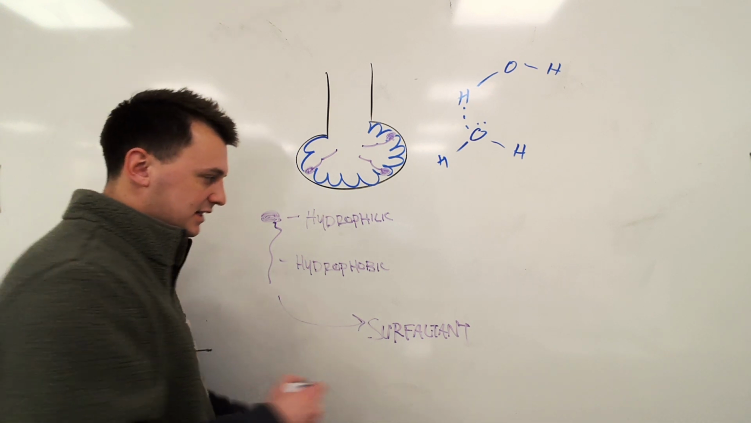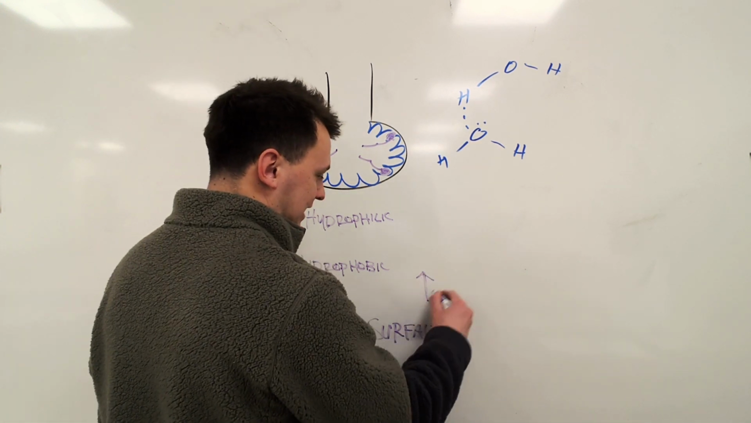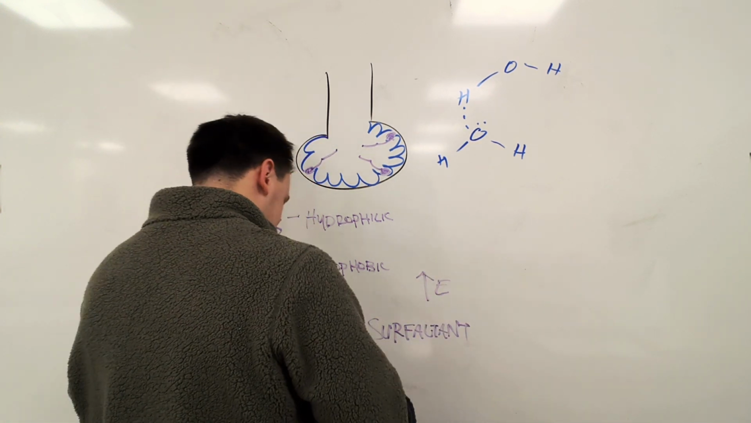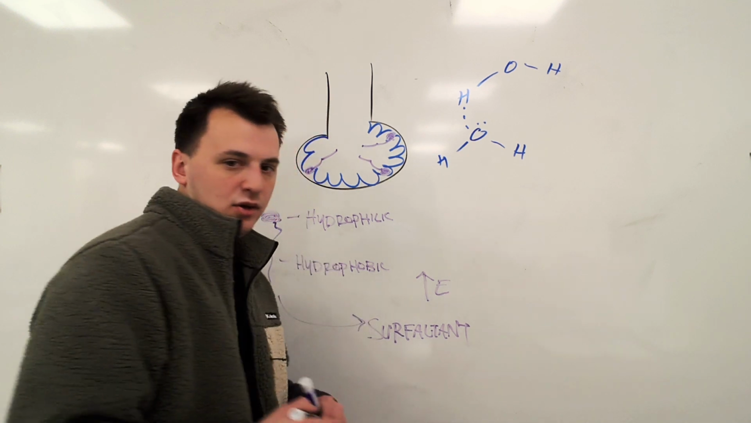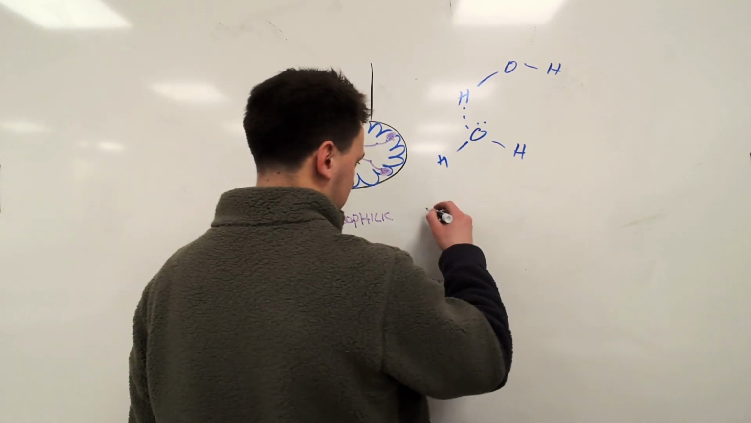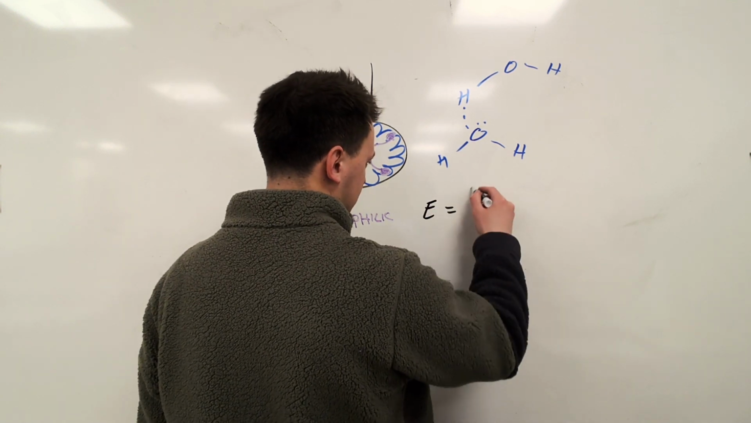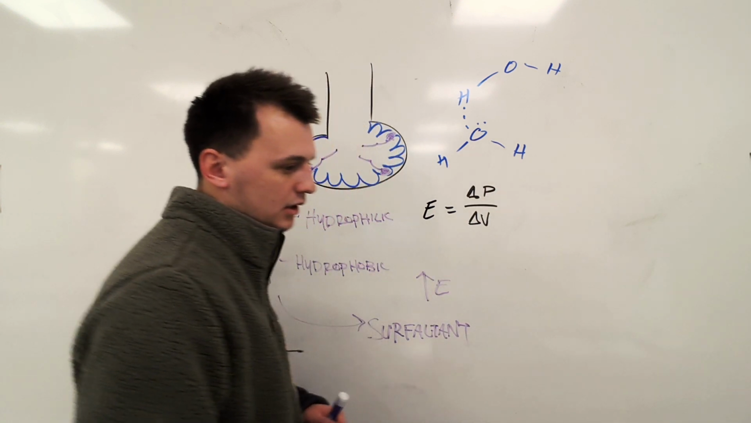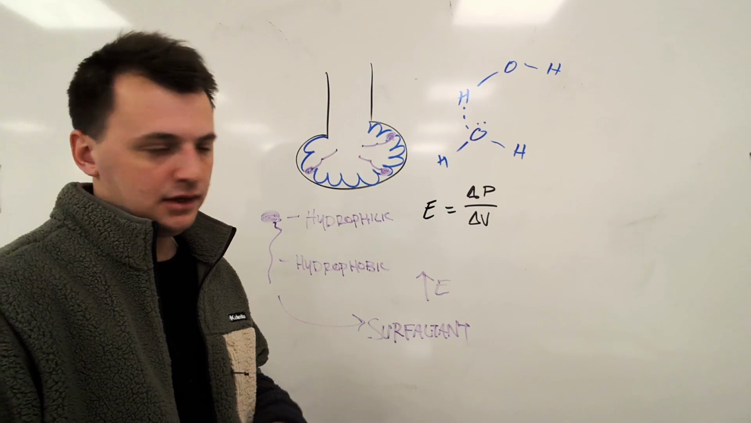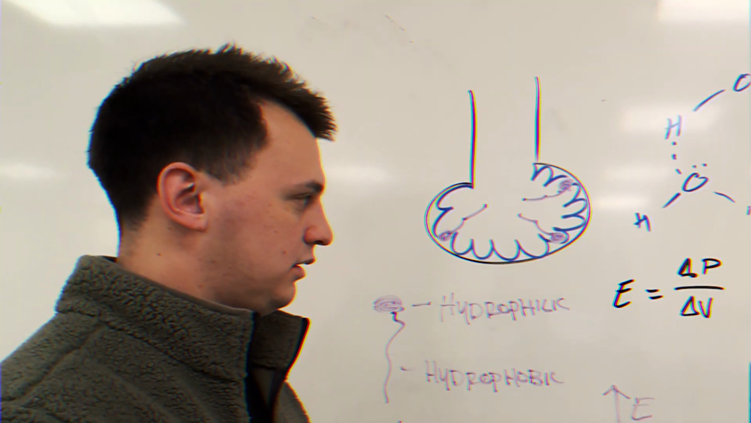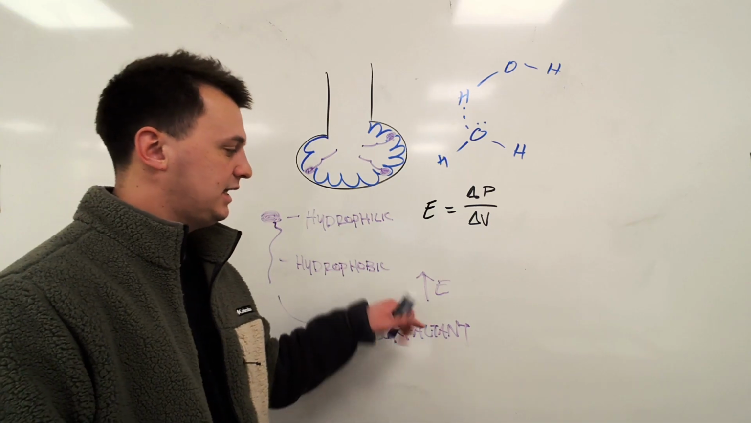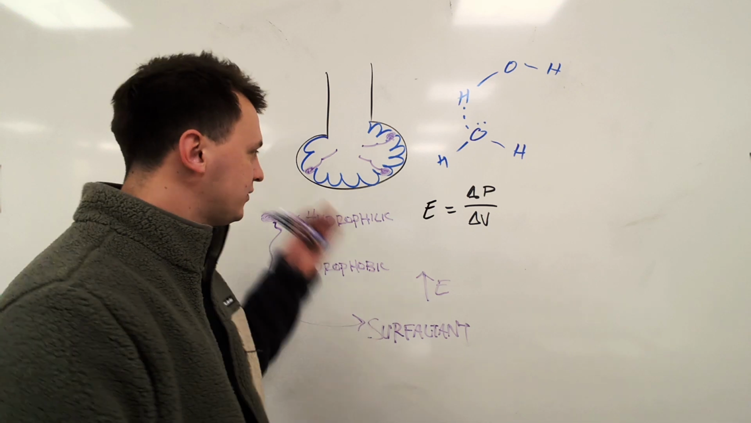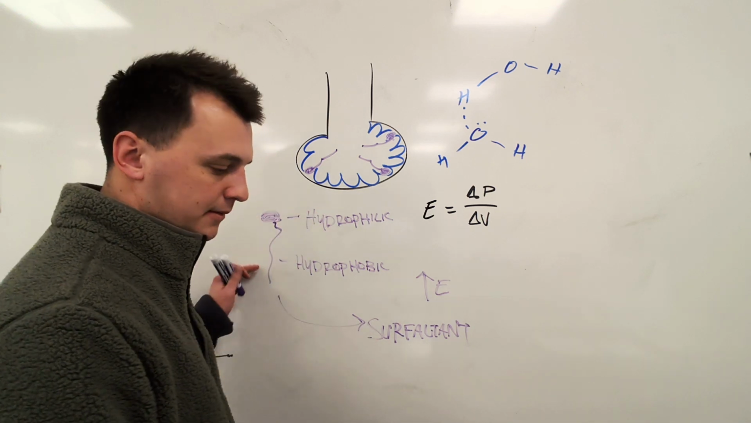And surfactant increases elastance. And elastance we could draw in an equation called Laplace's law, right? E equals the change in pressure over the change in volume. That's Laplace's law. So surfactant increases elastance. And that's what's going on here with the pneumocyte.